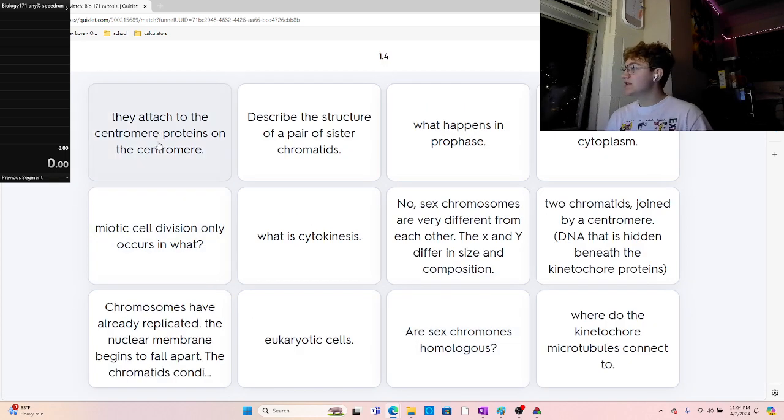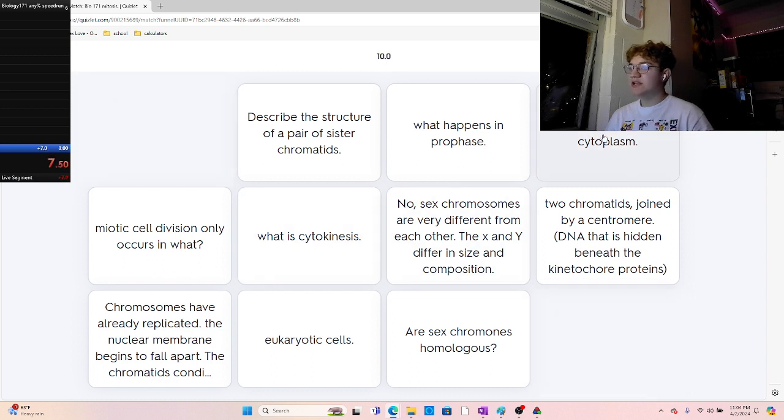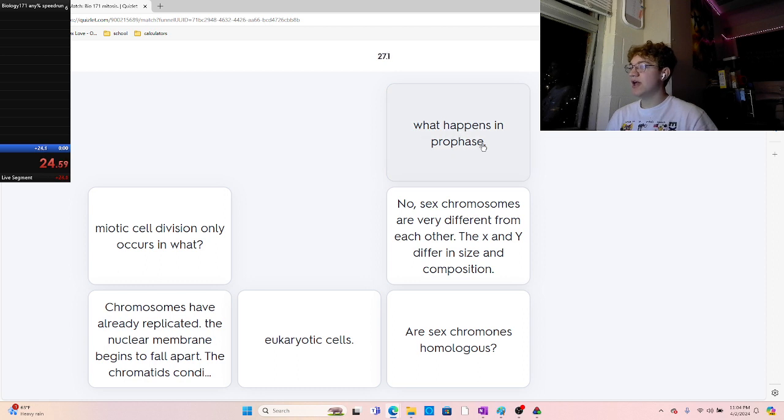Okay. They attach to the centromere proteins. The centromere, that is what a kinetochore does. Yep. Kinetochore microtubules. Division of cytoplasm, that is cytokinesis. Describe the structure of a pair of sister chromatids. Two chromatids joined by a centromere DNA. Yep, that's that. What happens in prophase?